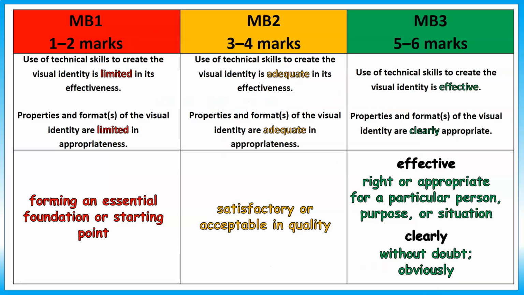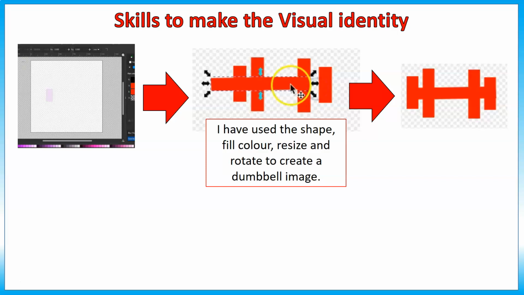So the mark band is sort of broken up into two sections: technical skills and effectiveness, and properties and formats. I'm going to explore each part just so you know exactly what you need to do. So for skills to make something, we generally like to see a before, a during and an after, or at least a before and after with some explanation of what skill you've used.